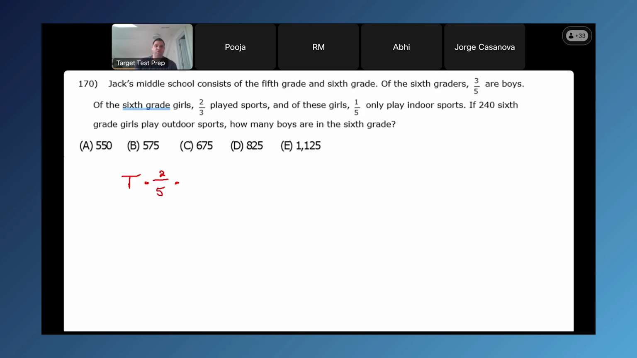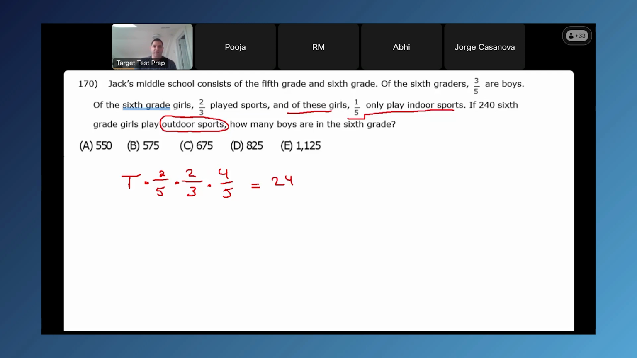Then of these girls, 2/3 played sports. So we care about the sport playing girls. Of these girls, 1/5 play indoor sports. That's going to leave us with 4/5. So 2/5, 2/3, 4/5, because 1/5 play indoor, that means 4/5 play outdoor. And clearly we care about the outdoor.